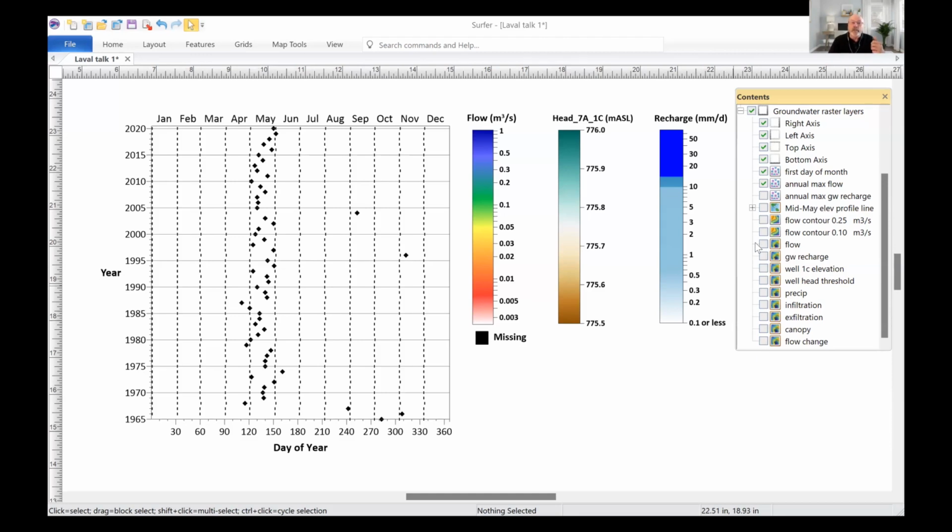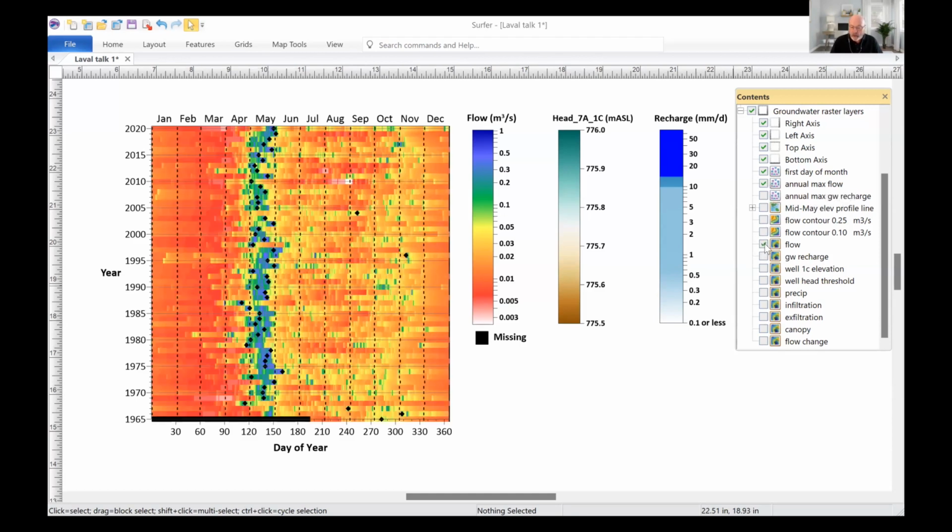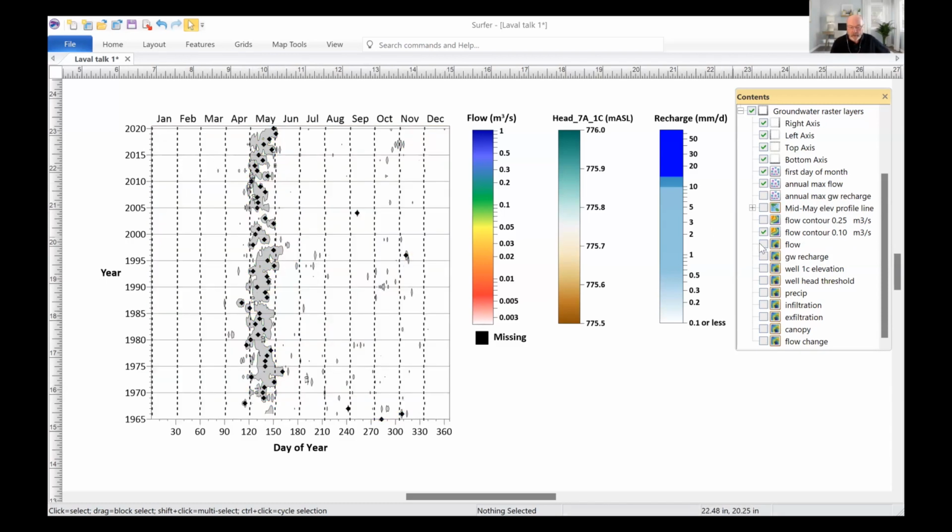So just like a GIS, we can look at point data. If I go back and I turn on my flow, I can also do contours here. Now I'm going to show you, these are a filled contour where the flow was 0.1 cubic meters per second or larger. And as I do this, if I turn off the flow itself, well, not a surprise, all of my maximum annual flows fall within that area.